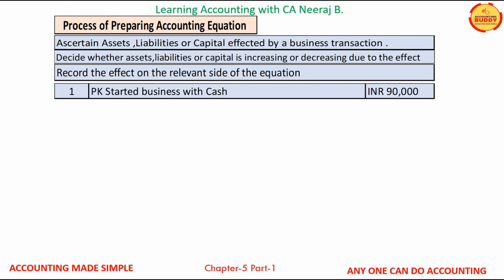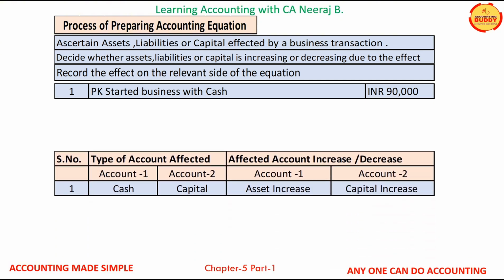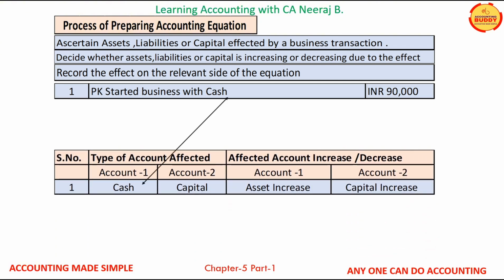PK started his business with cash amounting to INR 90,000. Now if we analyze this transaction, the two accounts which will be affected are cash and capital. The second step is to figure out whether, as a result of this transaction, the value of these accounts will increase or decrease. In our example, as a result of this transaction, cash, which is a current asset, will increase, and second, the capital will also increase. I hope you have understood this two-step approach.